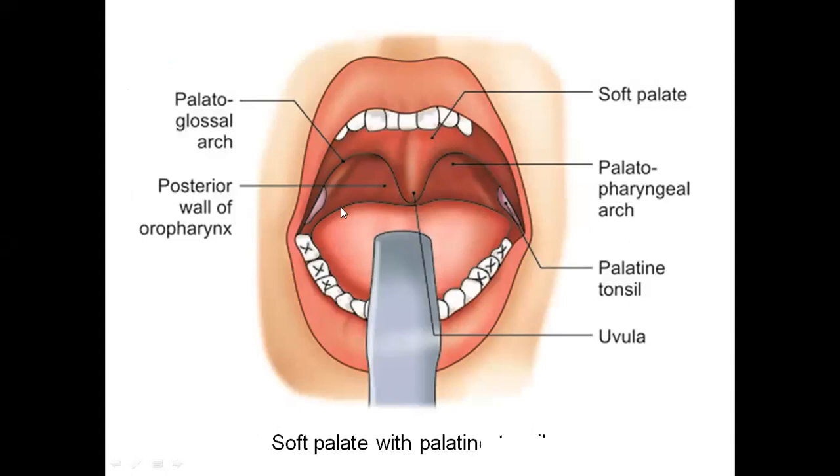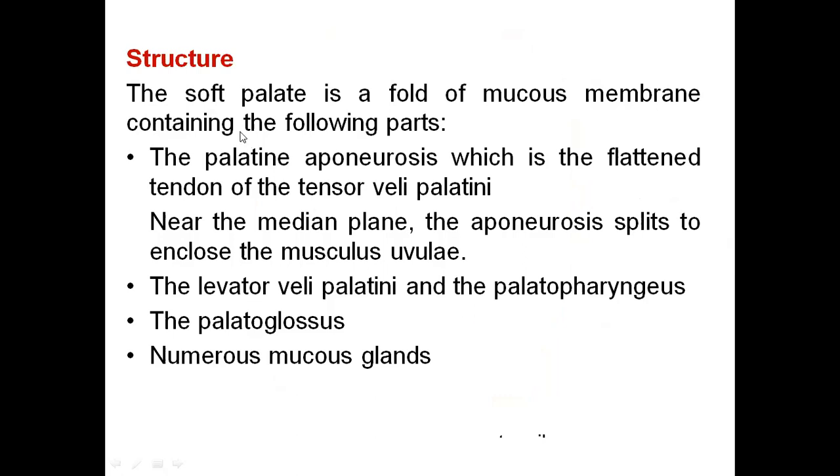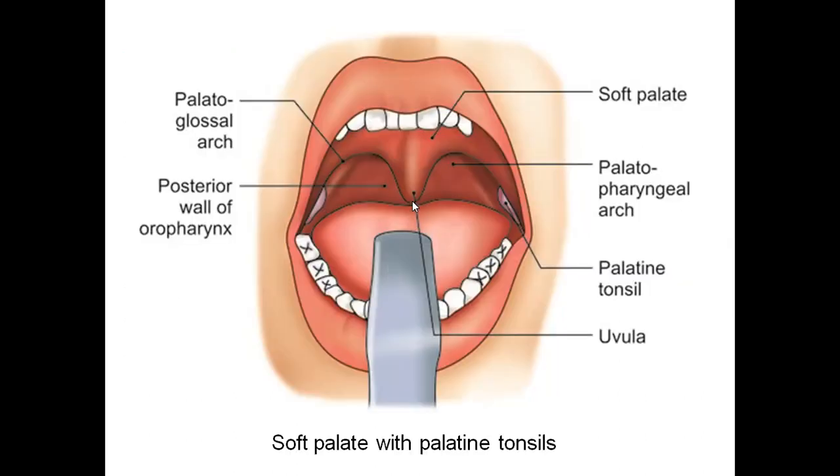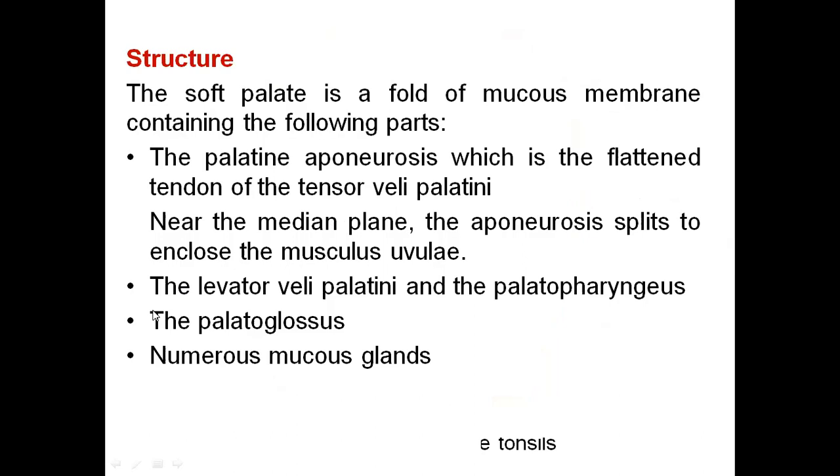When we see inside the oral cavity, you are finding the palatine tonsils also. This is the tongue and this whole area is the soft palate, and the downward projection coming from the soft palate is called the uvula. The soft palate is a fold of mucous membrane. It contains the palatine aponeurosis, which is the flattened tendon of the tensor veli palatini muscle. Near the median plane, the aponeurosis splits to enclose the musculus uvulae. This is the area of the musculus uvulae. The levator veli palatini and palatopharyngeus muscles are there, along with palatoglossus and numerous mucous glands in the structure of the palate.